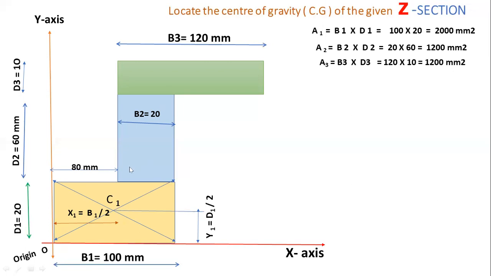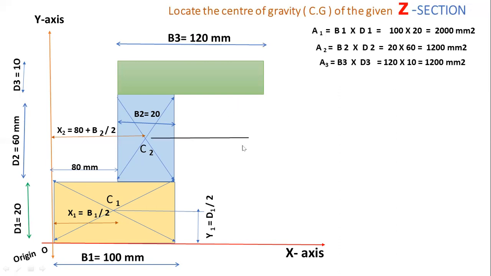In a similar way, you have to consider diagonals for this second rectangle for locating the centroid C2. C2 is the centroid of the middle rectangle. Now x2 is the distance of centroid C2 from the y-axis. X2 is equal to this gap, 80 mm, plus half of the base. Here the base is 20 mm, so b2 by 2 equals 10 mm, plus gap 80. So x2 equals 90 mm.